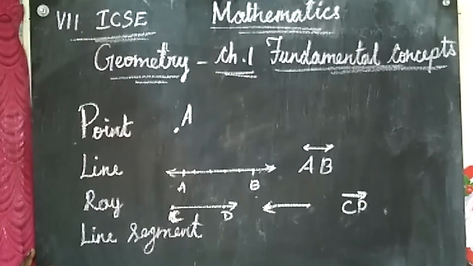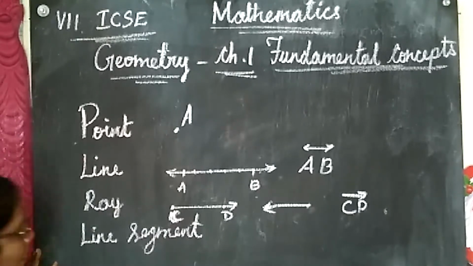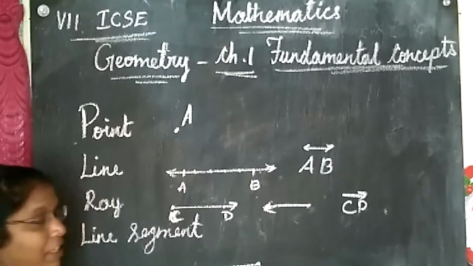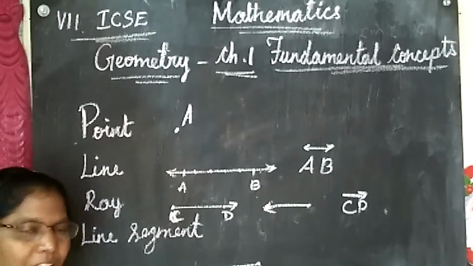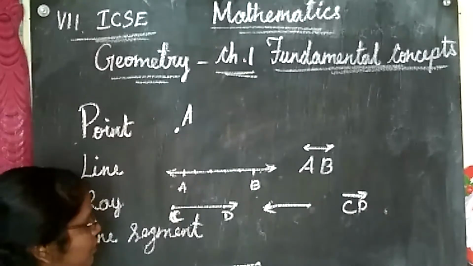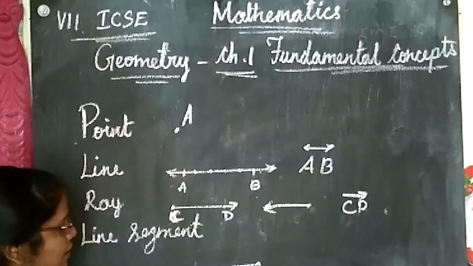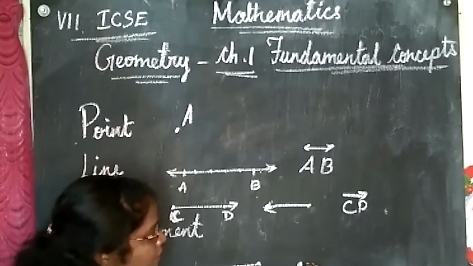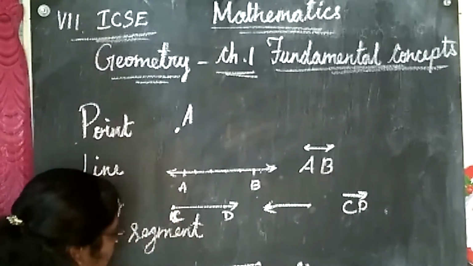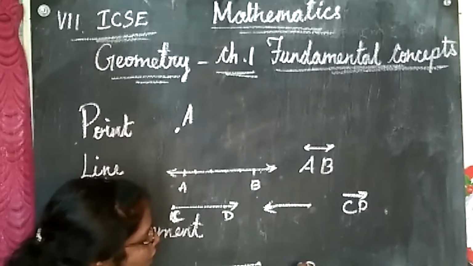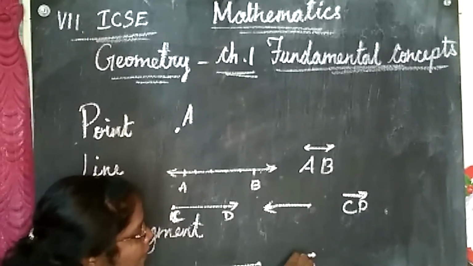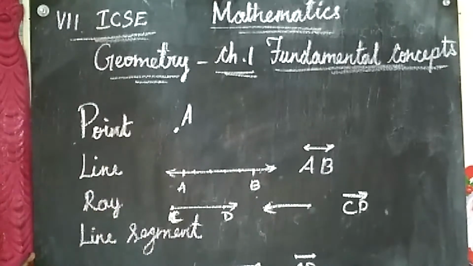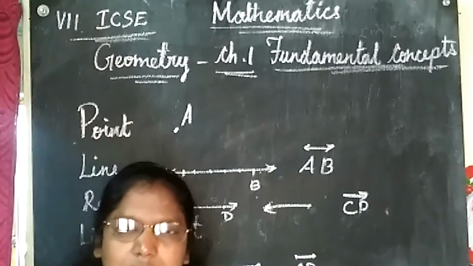Next is line segment. Line segment means what? On both sides we have an endpoint. We cannot extend it. It has length but no breadth. How can it be represented? Suppose this is A and this is B, it is represented as AB with a line on top. Okay, understood about point, line, ray and line segment? Already you have learned this, I just revised it.